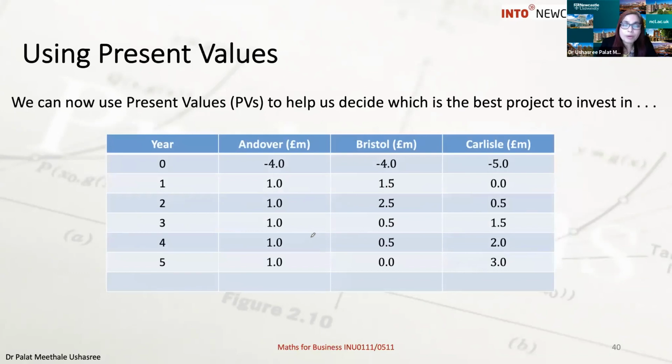So we can now use present values to help us decide which is the best project to invest in. Now we are going to give importance to the time value of money. That's the beauty here, isn't it? When you give importance to the time value of money, you are probably taking the right decision. So let's do that.